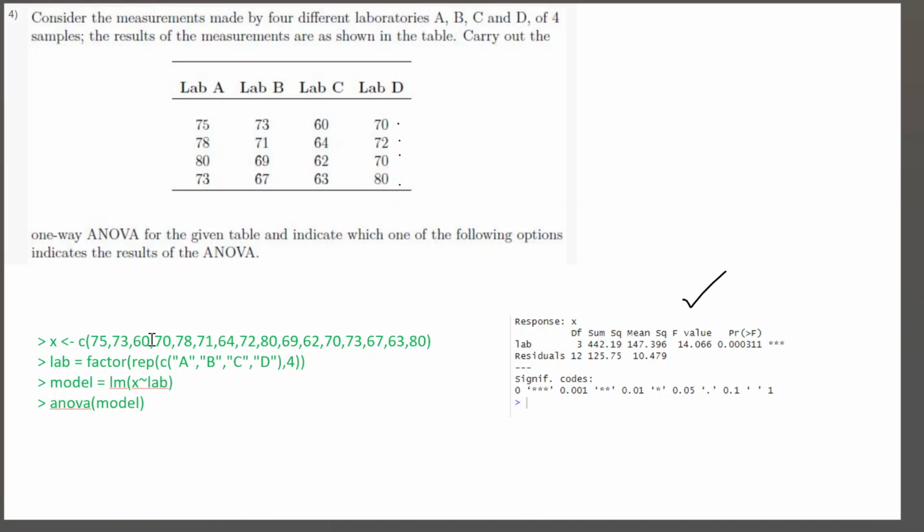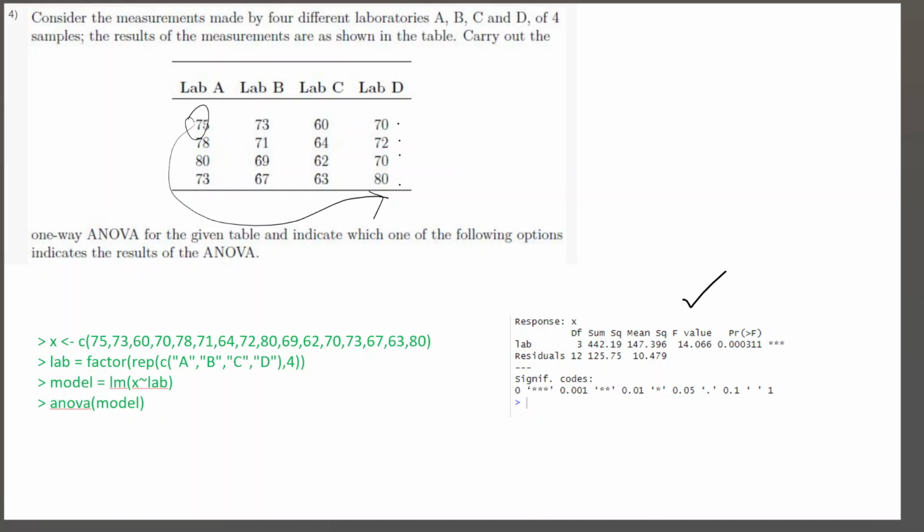Okay. So for that, I'm invoking these values from 75 to 80, starting from 75 to 80, into a variable x. And then I'm segregating these values into labs. Lab is equal to factor of, factor will categorize the values with respect to repetitions of c of A, B, C, D. Each time for 4 values, it will take it as A, B, C, D. For example, 75, 73, 60, and 70, right?